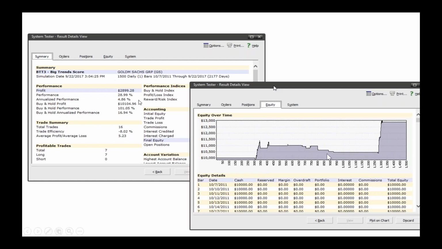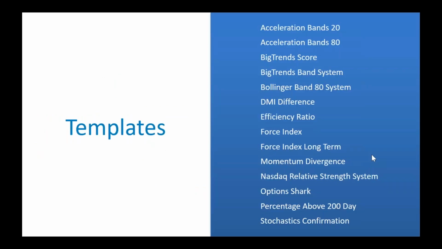And when you see big flat areas like this on a chart, you know that you're not in a trade. And so that gives you an idea of how efficiently things are moving and how efficiently you're making money as well. So again, it's a massive toolkit.